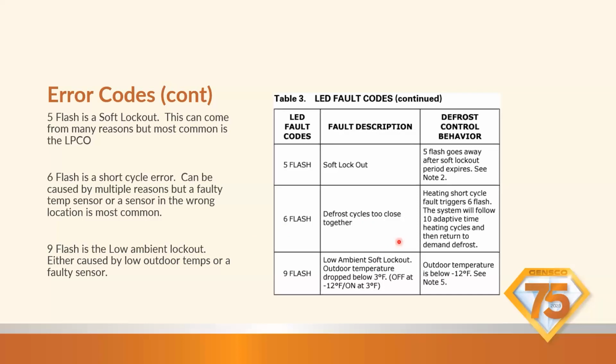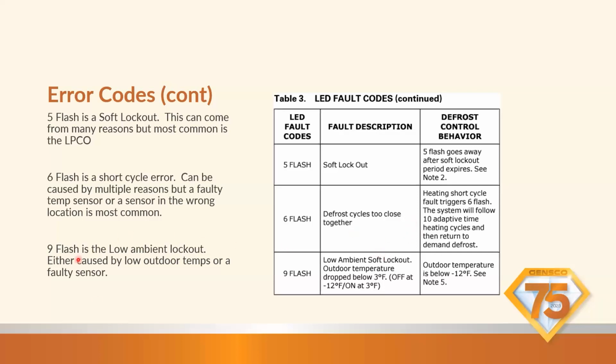So if you're getting a 6 flash, let's check our sensors, our coil temp sensor, our ambient temp sensor, and let's check where they're located. Are they on the right places? Also, you want to check your charge. If we're under charge, it's going to be frosting up much faster than it should.